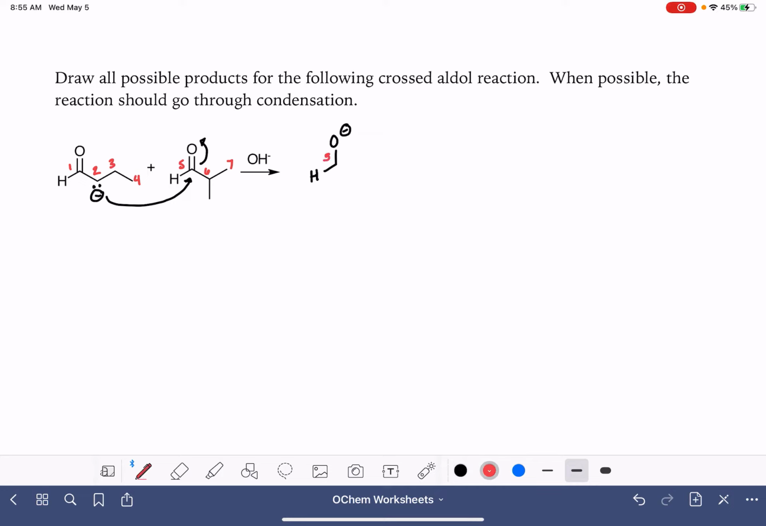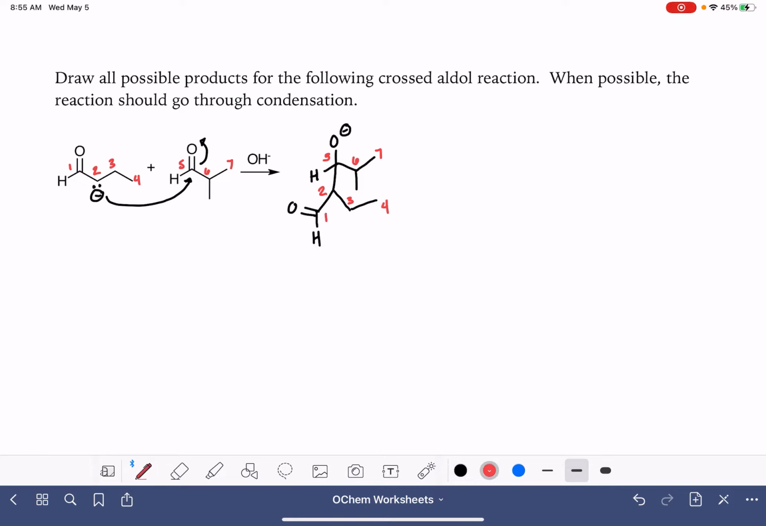This is going to be my aldehyde that's getting attacked, 5, 6, 7. And I am making this bond between carbon 2 and carbon 5. So there's my carbon number 2. Carbon number 2 has a 3 and a 4 attached right there, and carbon number 2 also has this aldehyde group. That's my carbon number 1.